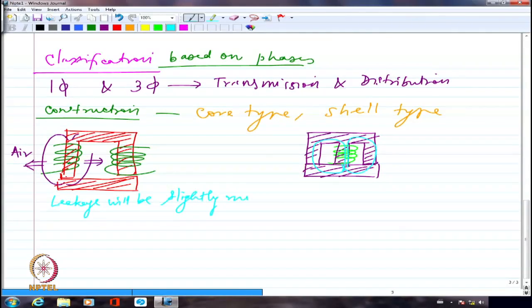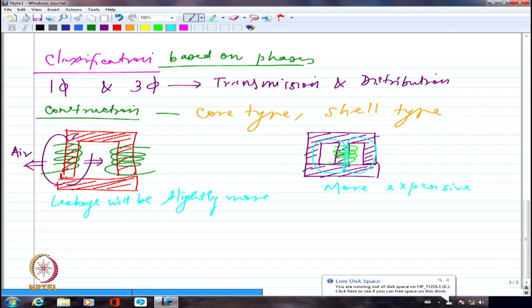And I should say very clearly, this is more expensive because more iron will be needed to construct this core. So these are two types of construction. Depending upon where I can't tolerate more reluctance, I have to adopt this construction, shell type construction.